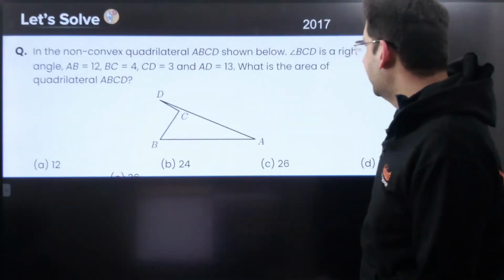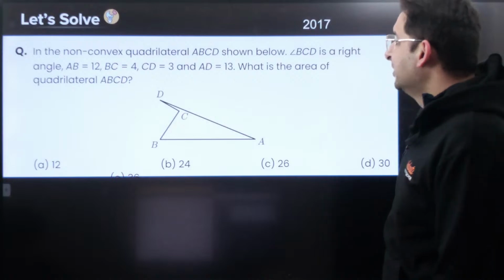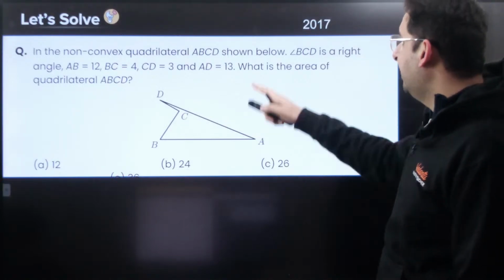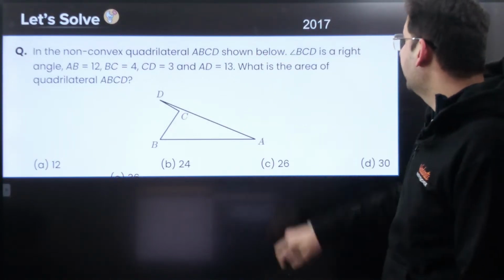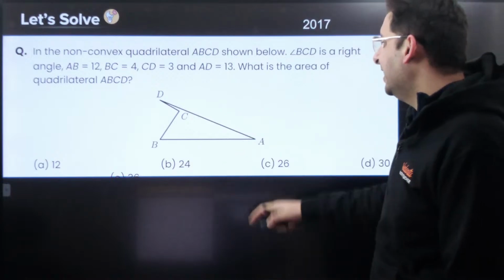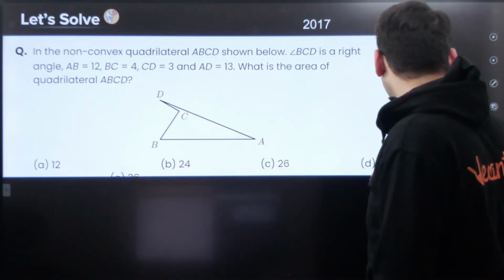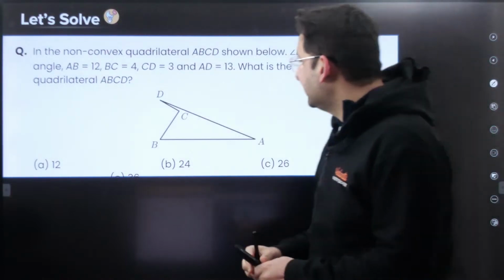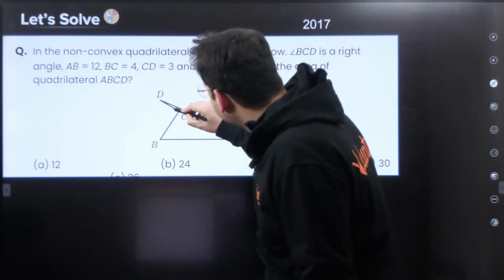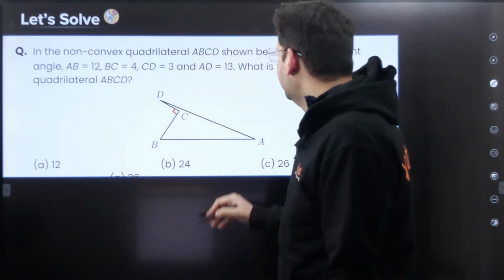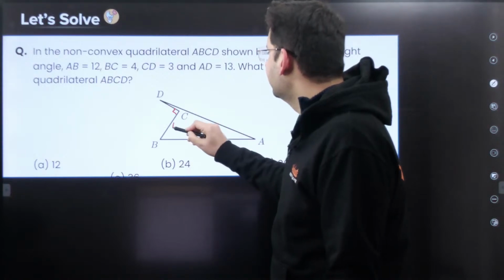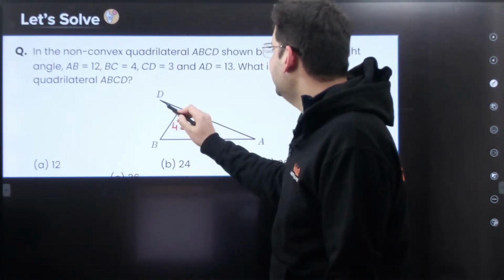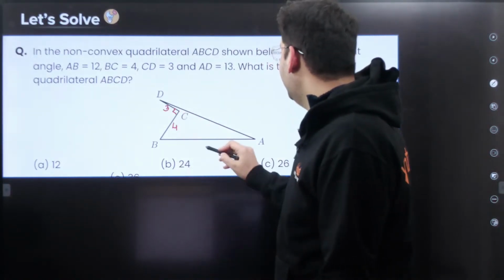Alright, so first question. In a non-convex quadrilateral ABCD shown below, BCD is a right angle. So BCD is a right angle. BC is 4. CD is 3. ये 3 है. AD is 30.